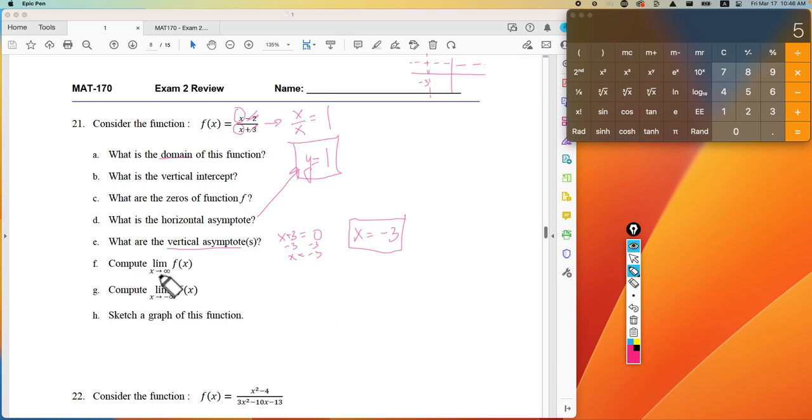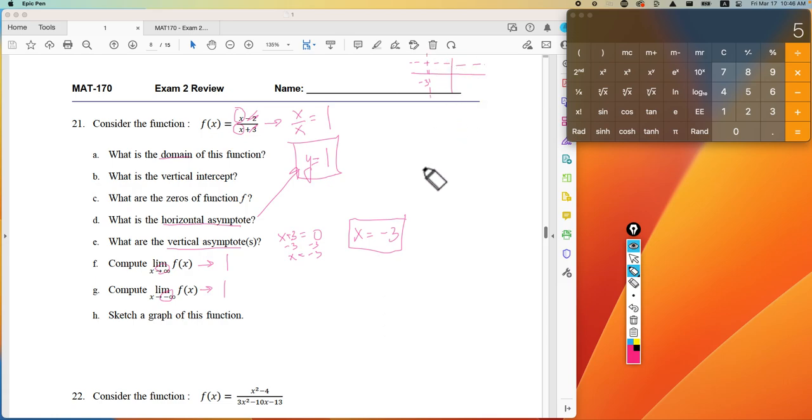Then we're asked to compute the limit as x goes to infinity. So when x gets really, really big, what is that going to be? Well, that's that horizontal asymptote. This is going to go towards 1. The same thing happens when we go towards negative infinity. Again, negative over negative is still 1. So this also is going to go to 1, right? Because as we go to either of the infinities, we're getting closer and closer to that horizontal asymptote. And then we're asked to sketch the graph.